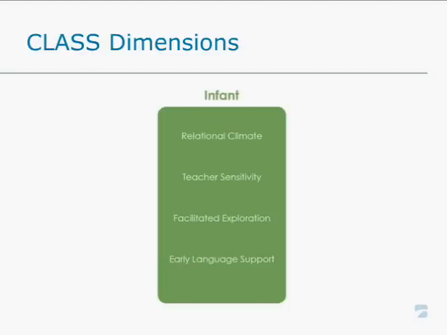And then we have the same structure: there's the dimension and then there's the indicator. The indicators under relational climate are relational behaviors, those behaviors that reflect the consistency of positive behavior, physical closeness, sharing attention, and the degree of affection shown toward the infants. And then the next indicator under relational climate is emotional expression.